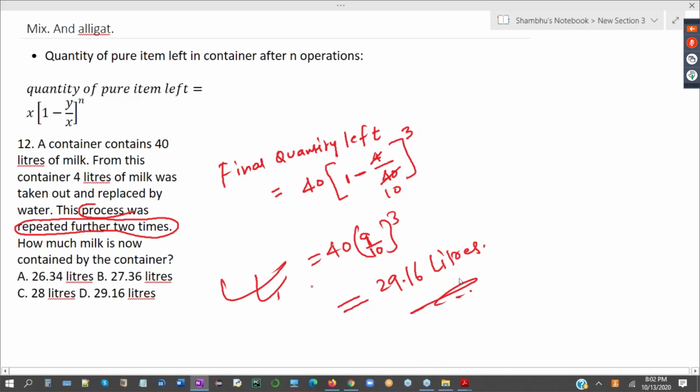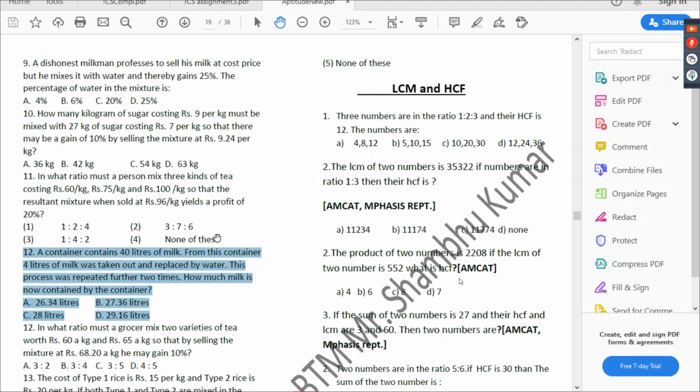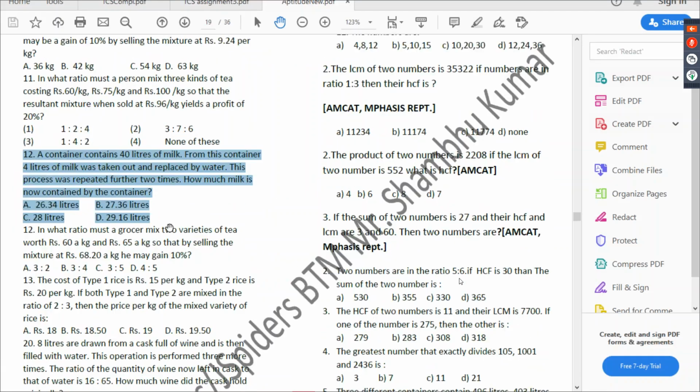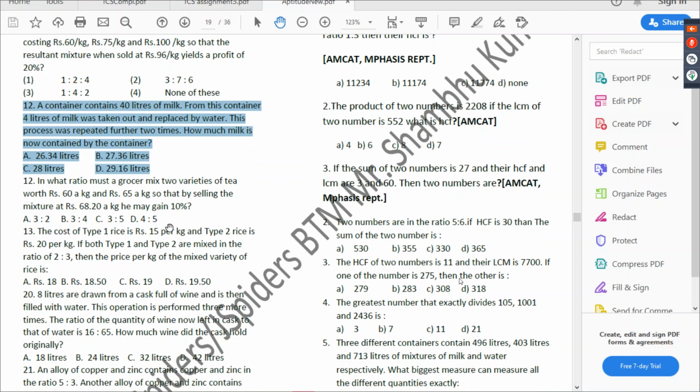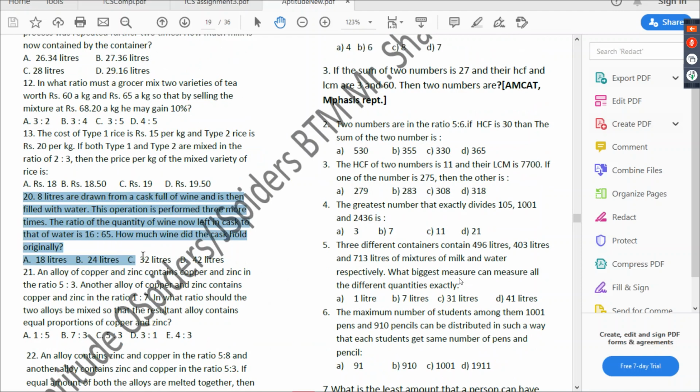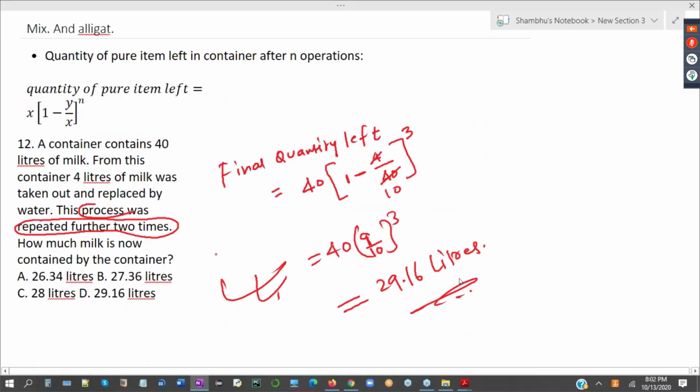So you have to solve some more questions on this pattern. Question number 20 is an important question on this same pattern with a slight change. You have to try it by yourself. Question number 20, I will not do. I told you the pattern. So this mixtures and allegation I completed.